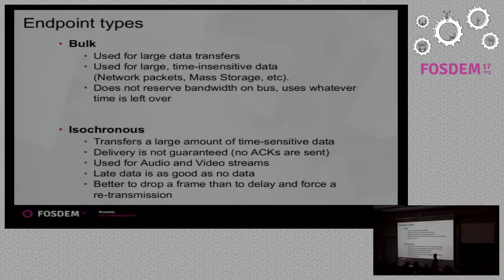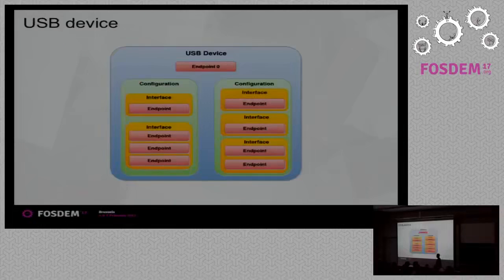The next one is ISO. It can transfer a large amount of time-sensitive data, but it does not guarantee the delivery. So you just send the data, and you don't know if it has been delivered or not. We use this transfer when it is better to drop a frame than hold the whole stream and force the retransmission. So video, generally video, it's like UDP. You're streaming the video and you don't care about the frames from the past.